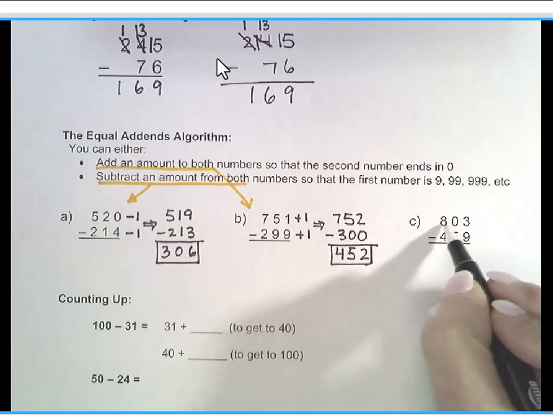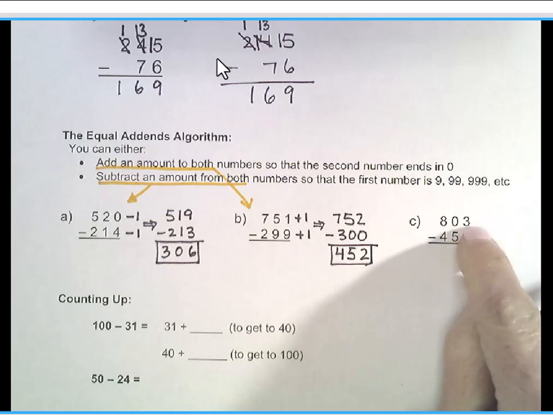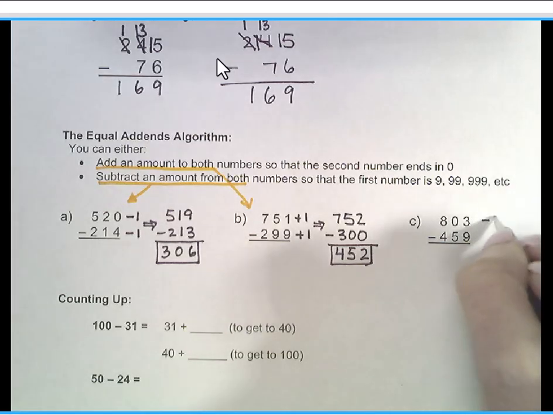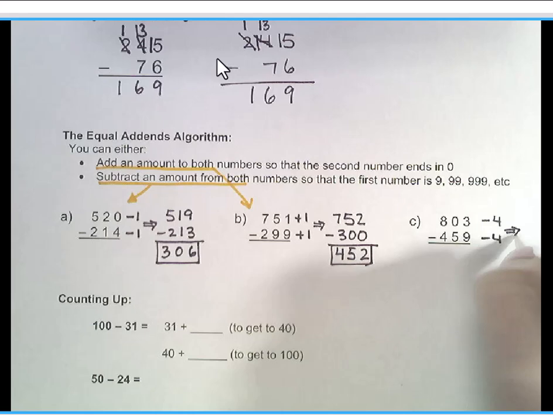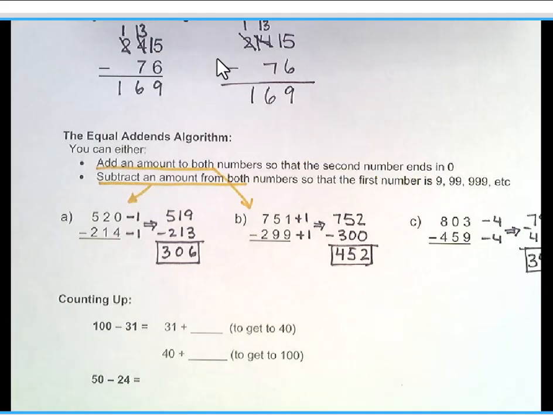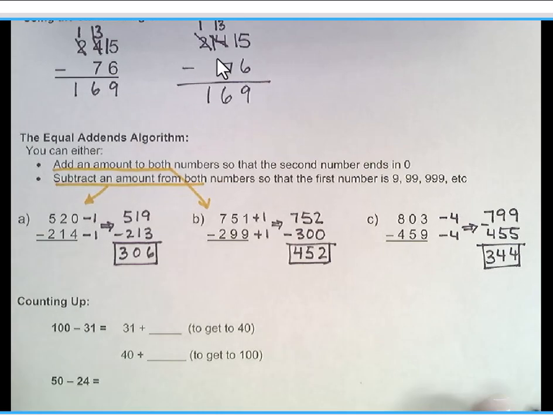All right, this one, we have 803 on the top, we have 459 on the bottom. We can make it so that the top number has a 9 in it, or we can make it so the bottom one ends in a 0. I decided to just subtract 4 from both. I know that seems random, but if you subtract 4, it makes the top 799, and look at all those beautiful 9s. And then the bottom will be 455. And you can subtract that without regrouping. 344 is what you would get for that answer. 799 minus 455 does not require any borrowing.